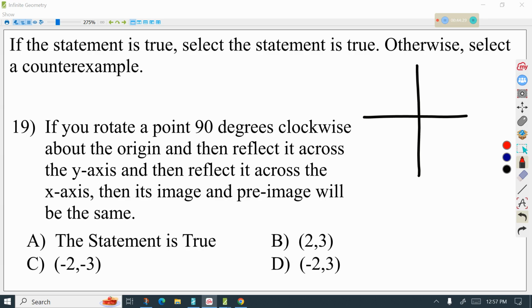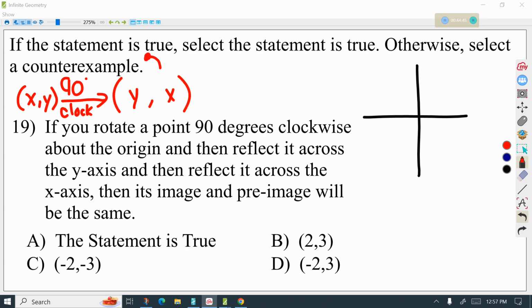So this tells me to take a point and rotate it 90 degrees clockwise, okay? But let's see what that would mean. So what if I start with (x, y) and rotate it 90 degrees clockwise? We'll do a little shorthand here: 90 clock. Well, that's where we get (y, x). And again, clockwise is top to the right, so I changed the one on the right. Then it says to reflect it across which one? The y-axis. So we'll write reflect across y-axis.